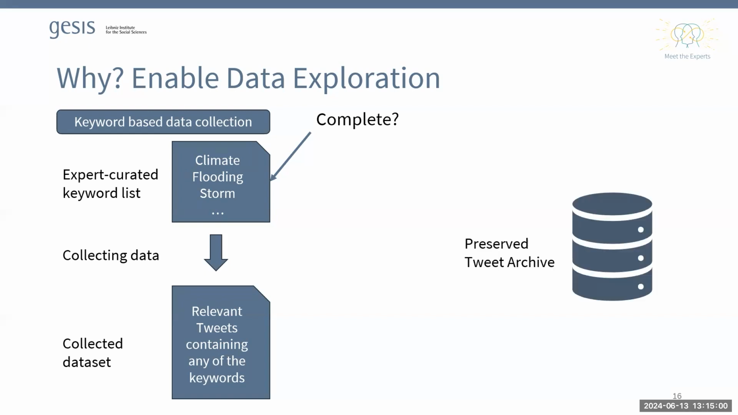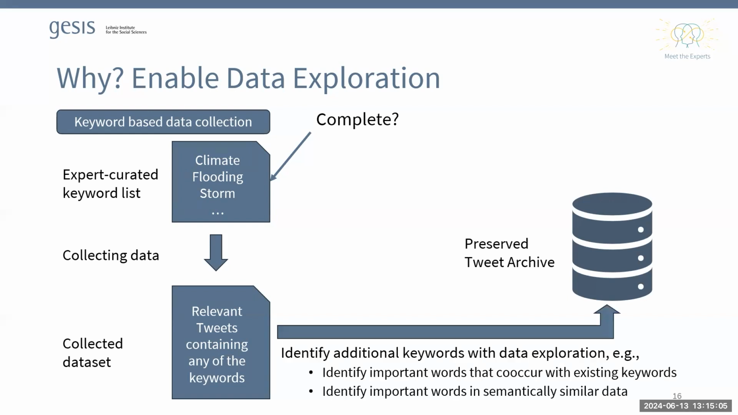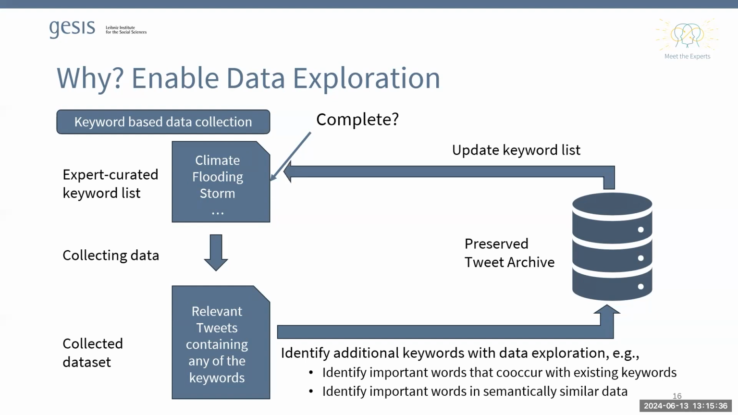And if we have this preserved Twitter archive, we're actually able to identify additional keywords. For example, at the left bottom side, we have these tweets that we extracted from the API, and we can now look into semantically similar data in our preserved Twitter archive and then identify additional keywords that we might have missed before. But this is only possible if you already have this large archive at hand. And it's way more difficult to do this by only relying on the APIs.